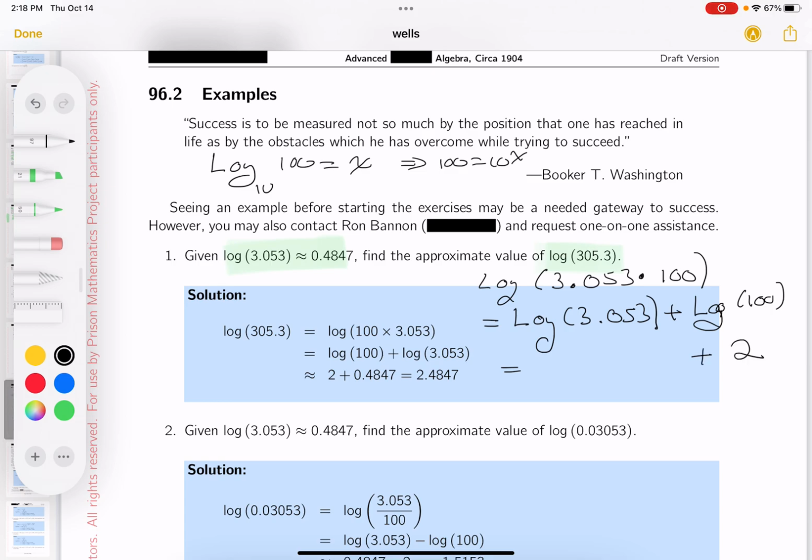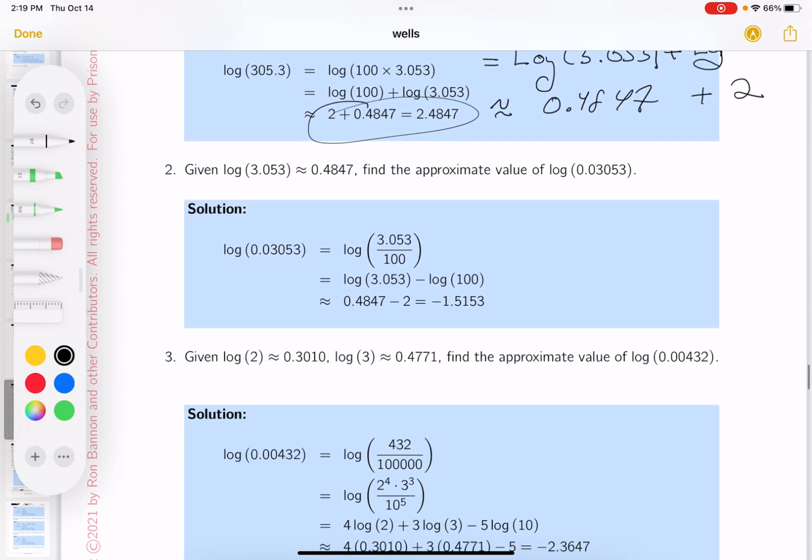And what's the log of, whoops, I'm using a symbol I shouldn't use. This is not going to be equal. It's going to be approximately equal. What's it approximately equal to? Well, approximately equal to the log of 3.053, which is approximately 0.4847. And if you add that together, you get this over here. All right, let me do the next one.